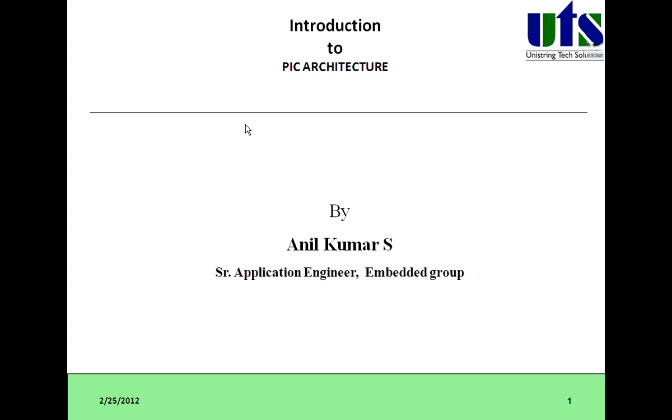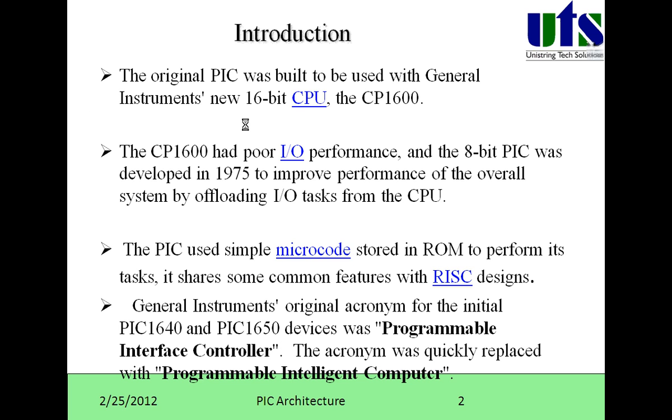When coming to PIC, it was initially introduced by General Instruments with a 16-bit CPU, with some basic input outputs. The name was CP1600, but the CP1600 had rather poor performance. Due to that reason, they developed an 8-bit microcontroller in 1975. The reason for developing it was to improve the performance of the overall system by offloading the input output tasks from the CPU. That means externally they gave some peripherals and developed an 8-bit microcontroller.